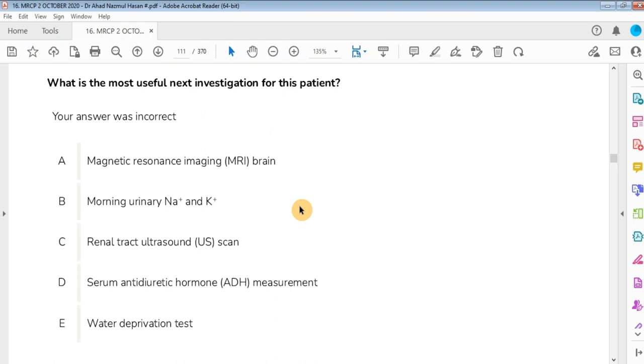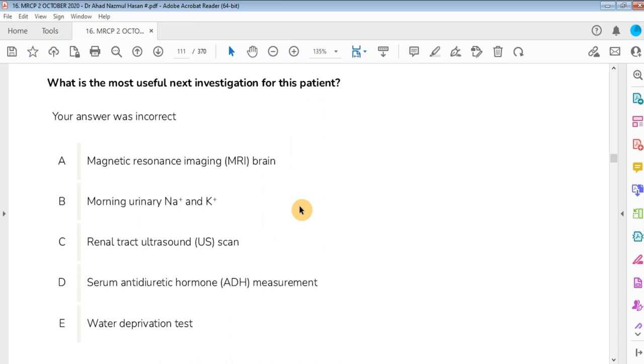So initially in case of diabetes insipidus, the urinary osmolarity should be low. So urine goes down, so urine osmolarity should be low, and the plasma osmolarity, P for plasma, P for peak. So plasma osmolarity would be peak in case of diabetes insipidus. And in order to differentiate between cranial and nephrogenic, we need to go with the water deprivation test.